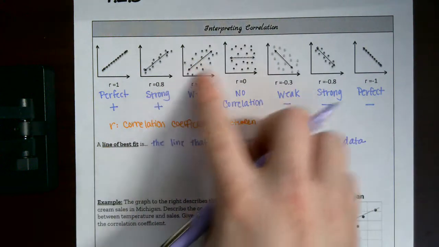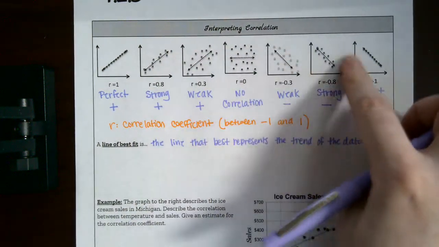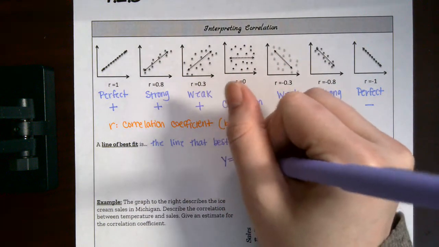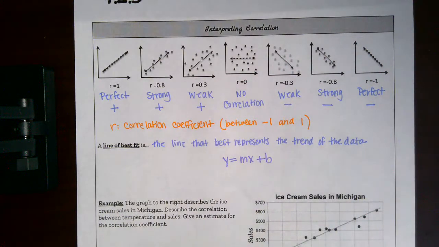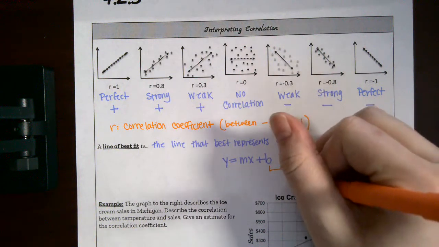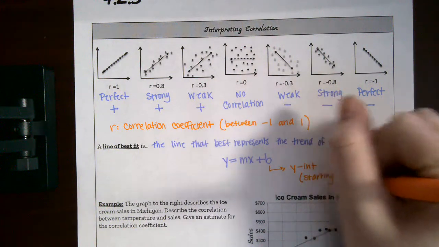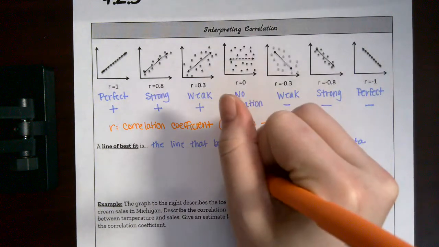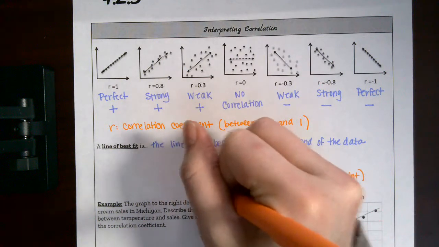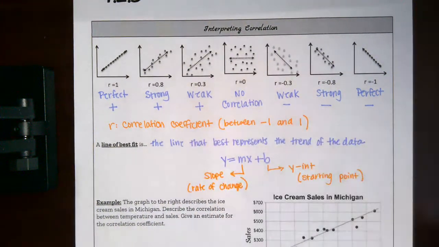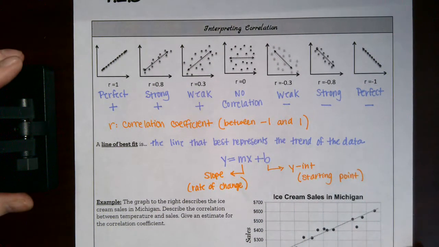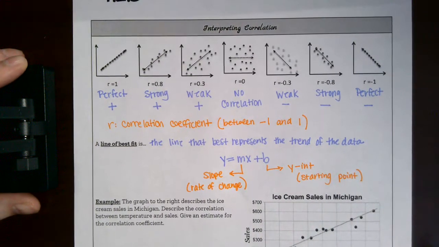So if the data is going up, we're going to have a line that goes up. If it's going down, we're going to have a line that goes down. And our line of best fit is a linear function like normal. So it's y equals mx plus b. And it'll be helpful to remind yourself that b is the y-intercept, which is always like a starting point. And m is our slope, which is our rate of change. So let's look at an example of what that's going to look like. If you need to pause it to finish those notes, please do so.